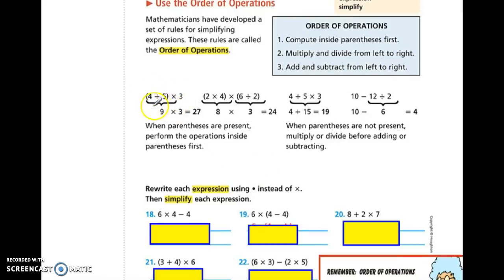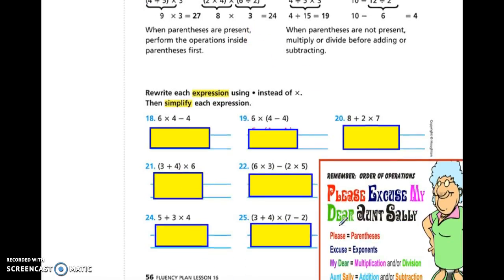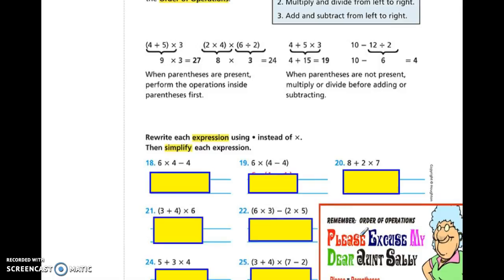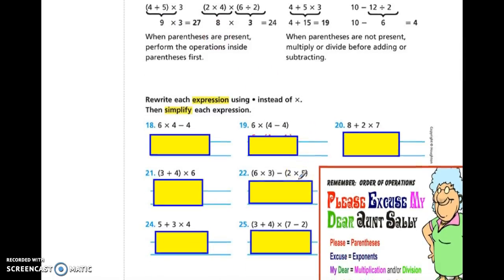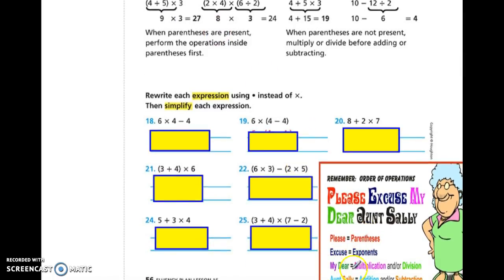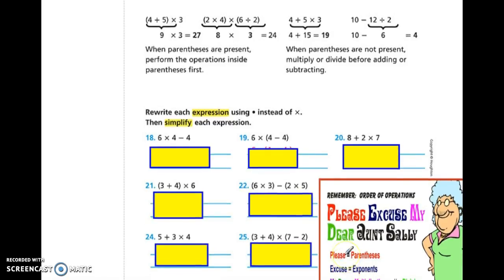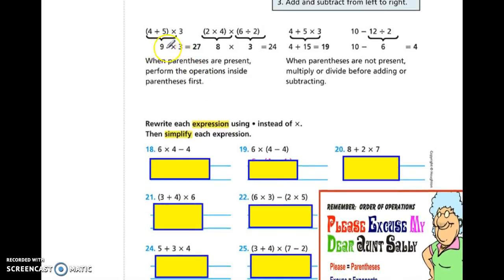We see this problem, okay? And we look at it and we go back to our please excuse my dear Aunt Sally here. P is parentheses first. So in this case, I have to do what's in the parentheses first. So even though it's adding, it's in the parentheses, so I have to do it first. So 4 plus 5 equals 9. And then, after I've added it, I don't have any exponents, and I get to the my dear part, I do have multiplication. So then I multiply. So I say 9 times 3 equals 27.